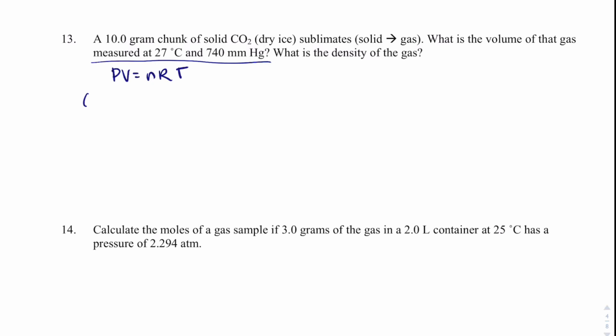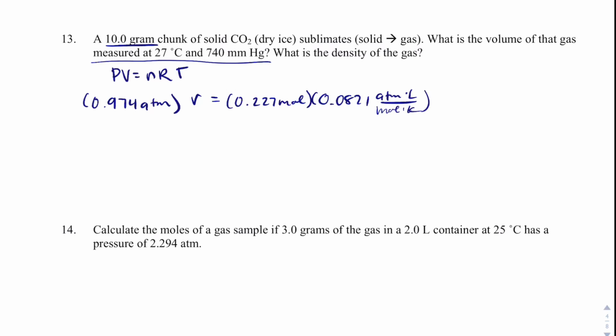I'm looking at my key just to tell you this is 0.974 atm. We're solving for volume. For our moles, I'm taking 10 grams of CO2 and using the molar mass, I'm getting 0.227 moles. R is 0.0821 atm times liters divided by moles times Kelvin, and our temperature is 300 K. When I solve for volume, and this is not the part I'm going over, we get 5.9 liters.